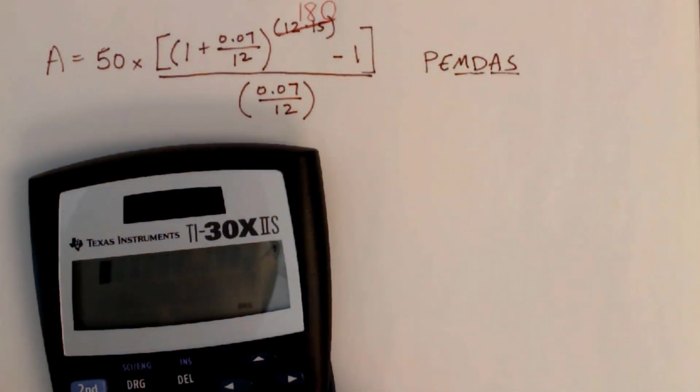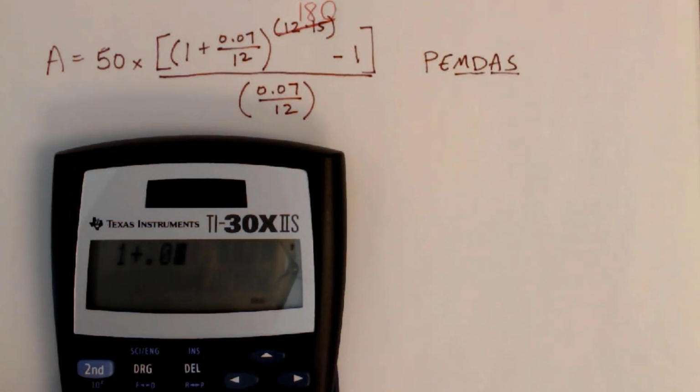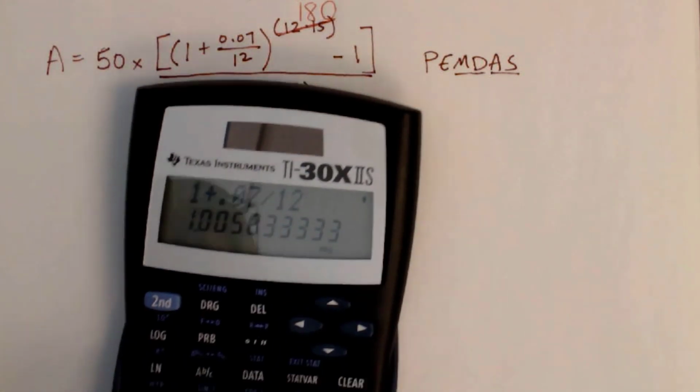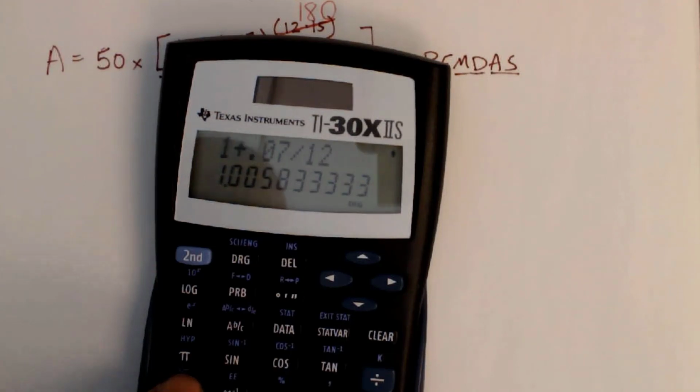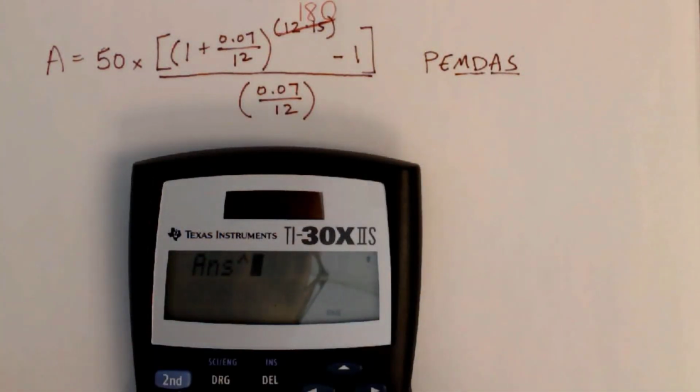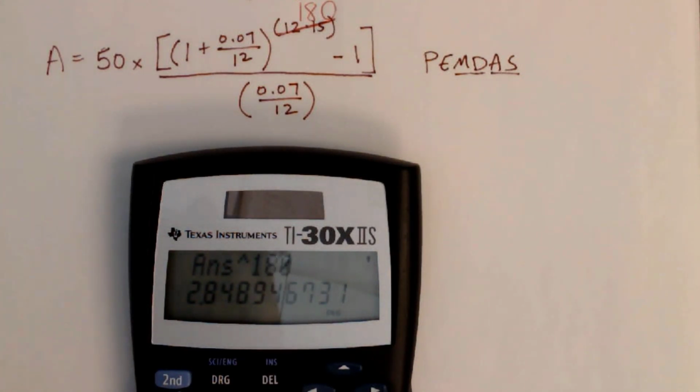So now, whenever I take 1 plus 0.07 and divide it by 12 and hit enter, I have this decimal here. Now, without having to round, I'm just going to take that and hit the raised to the power of button, and it's going to take that exact value of that quantity and raise that to the 180 power. Now, you could have rounded that and raised it to 180, but we're going to try to be as accurate as we can. So I recommend doing it this way.